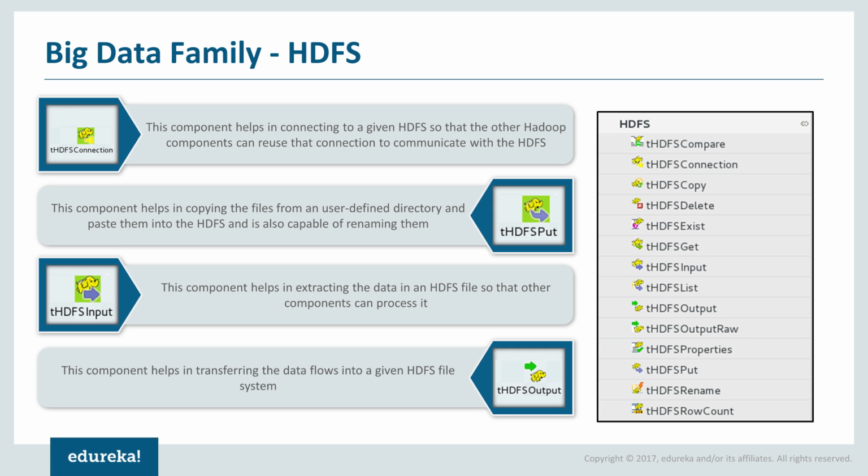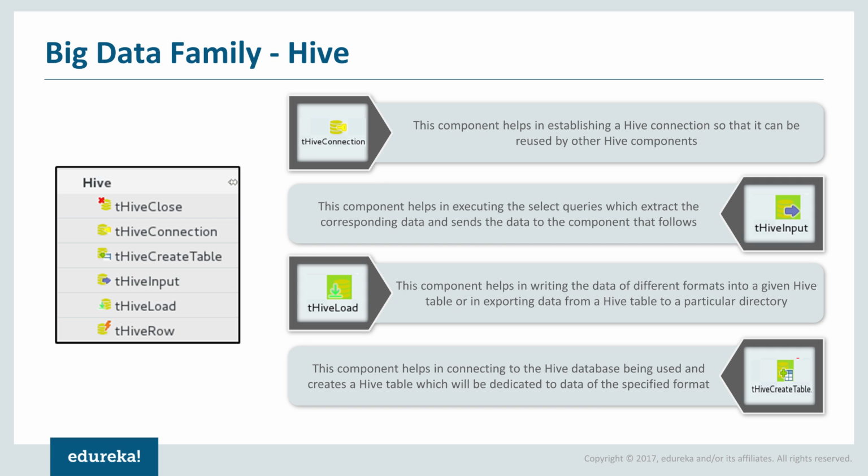So let's see Hive and Pig. The big data family for Hive: Hive has very few components, and we can achieve all our requirements using these components only. We have tHiveConnection, as the name suggests, which helps in establishing the connection. The resource manager is required in tHiveConnection, which we already saw in the architecture. Then tHiveInput: this component helps in executing select queries. Hive is all about your SQL, right? So if I'm taking this input component, I'll be able to write SQL queries, as I know only those.